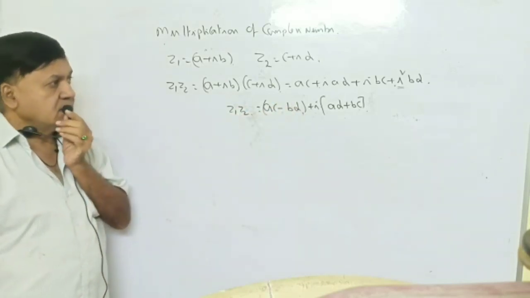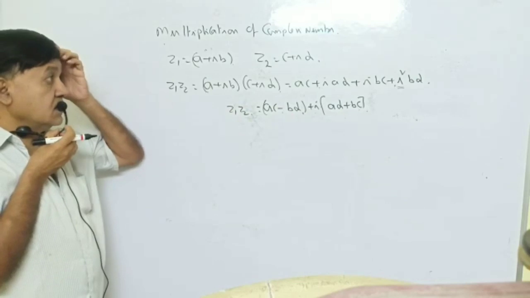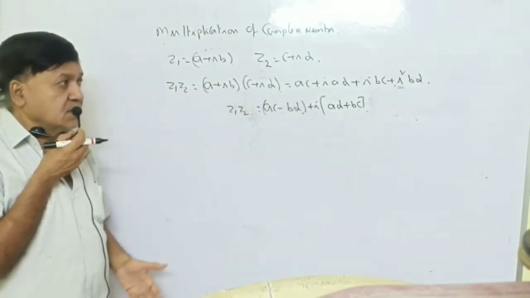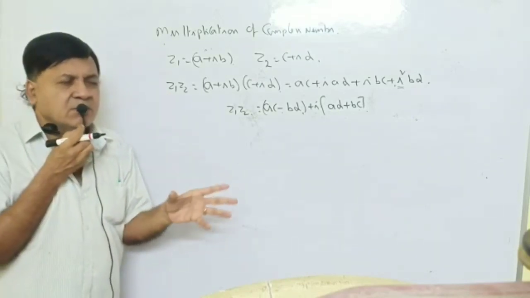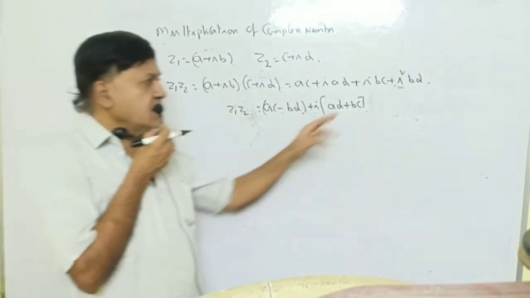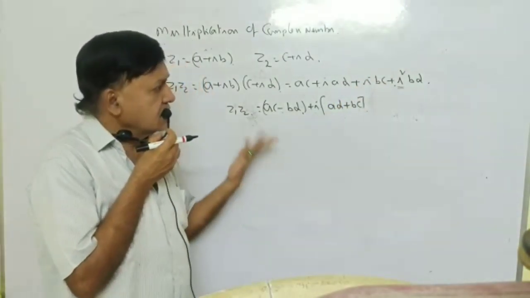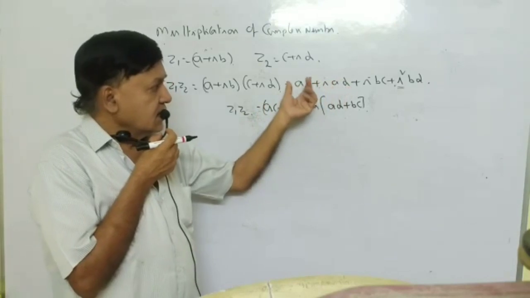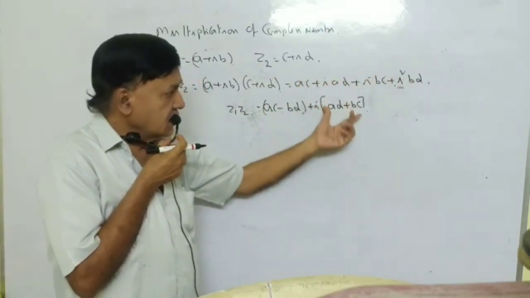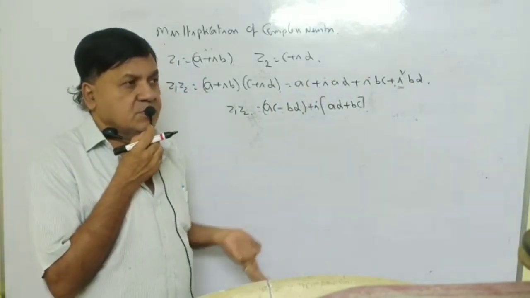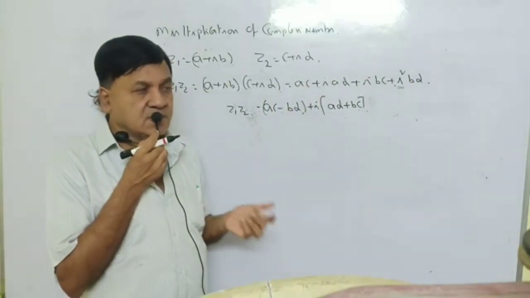So if Z1 and Z2 are two complex numbers, in order to multiply them, we follow this procedure. You just multiply as you would with real numbers, but wherever you get i square, you write it as minus 1. Segregate the real parts, segregate the imaginary parts, and put it like this. This is how you are supposed to multiply two complex numbers.